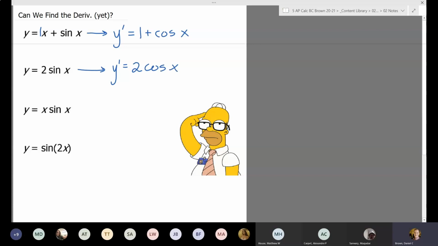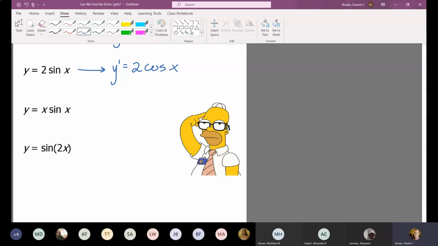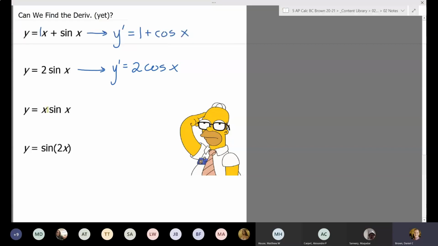This second one, it looks like you might have the rule for it, but technically you don't. So we have the constant multiple rule. That is not a constant multiple, so this one is not yet. We're actually going to learn how to do this one tomorrow.